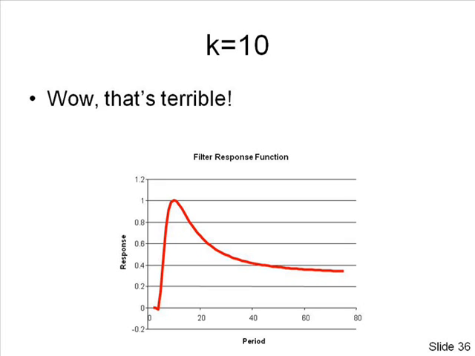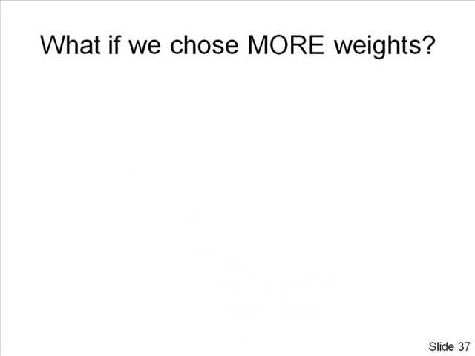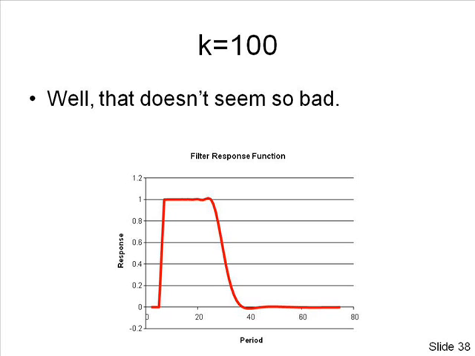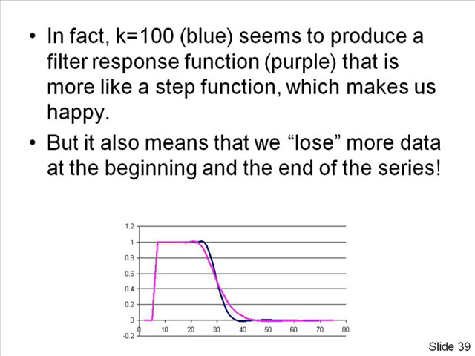Well, what if we chose more weights? That's better. Now I have k equals 100 instead of k equals 60, so now we're using 201 data points to compute each filtered observation. It doesn't seem too bad. On the other hand, there's quite a trade-off here. We're throwing away a lot more data because you can't use the data for the first k and last k observations. The larger we make the value of k, the closer we get to a true step function. The problem is we're throwing away too much data at the beginning and the ending of the time series.